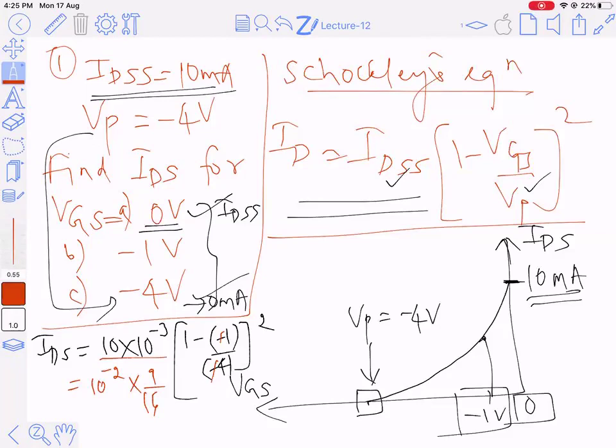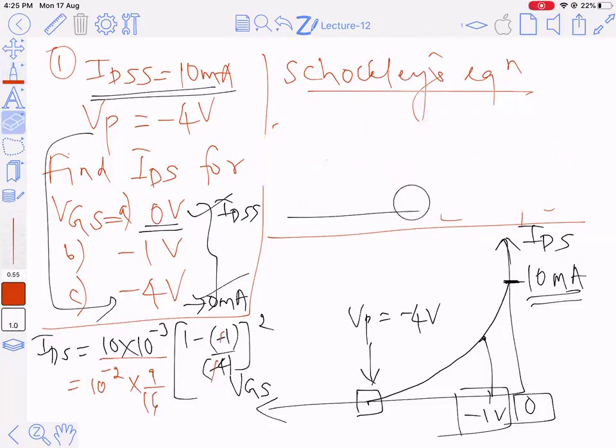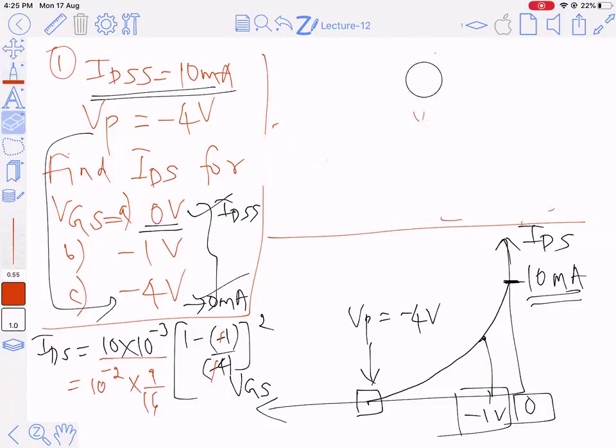Remember, 0. So how much is the answer? So what you're getting, you have IDS is 10 raised to minus 2 into 9 by 16. I hope this part is clear. So IDS is, how much is 9 by 16?